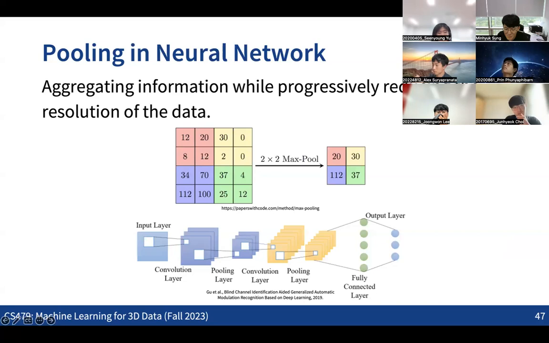Can you come up with any ideas on how we can define a pooling operation? Pooling is the operation that can progressively reduce the resolution of the data. When you are given this 3D mesh, how can we do this sort of progressive reduction of the resolution of the data?